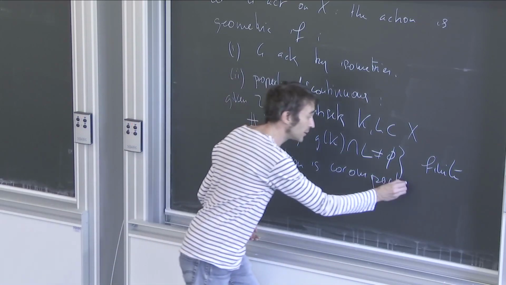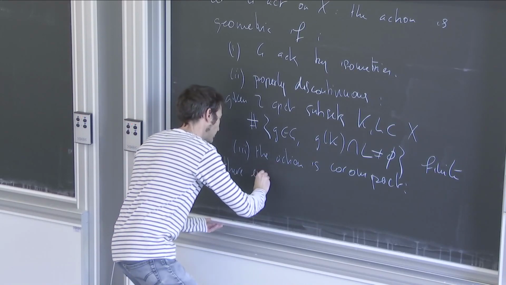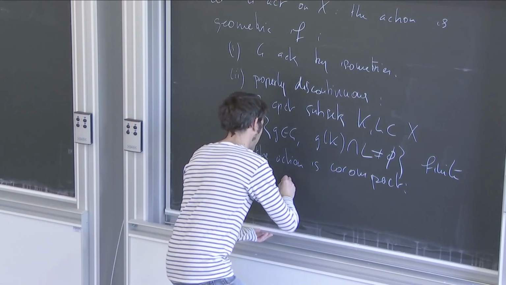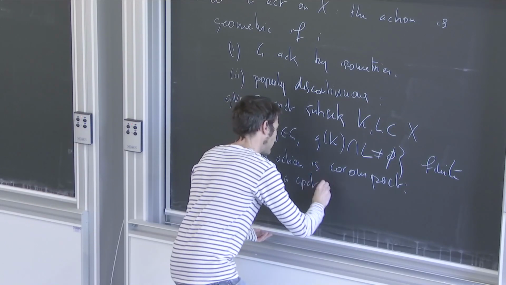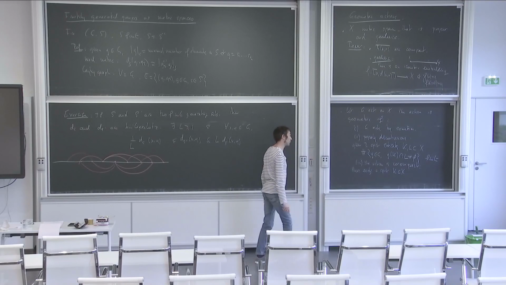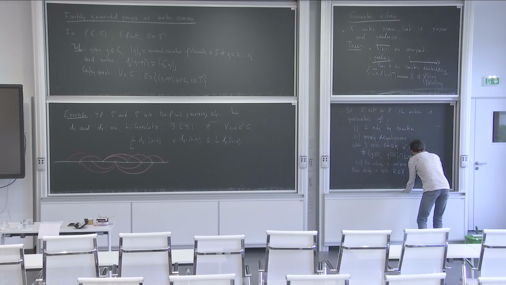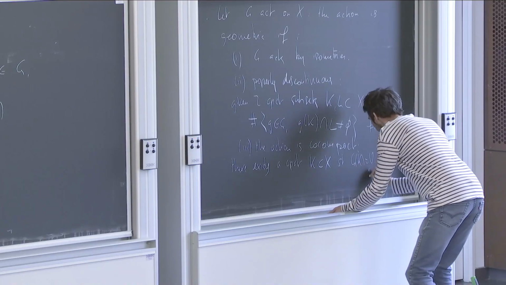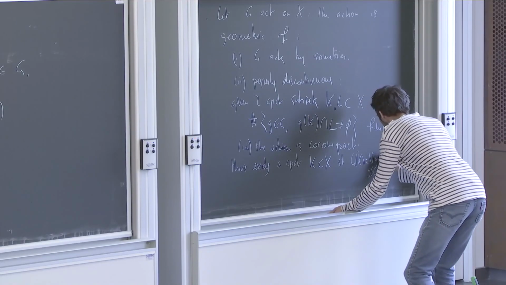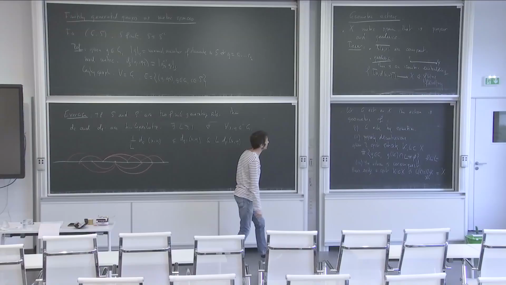And so what does it mean? It means that there exists a compact set K in X such that the set of translates covers X. That is, the union over all the elements g of the group of gK is the whole set X. Okay, so this is a geometric action.